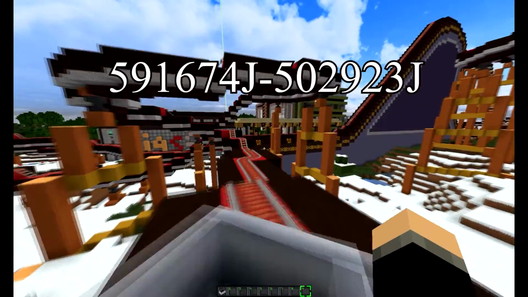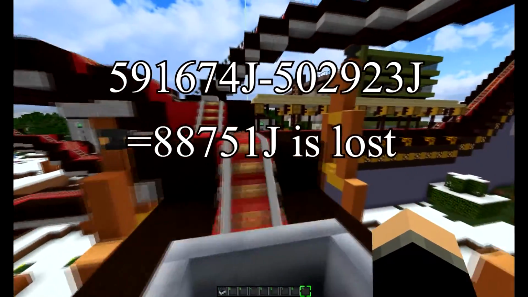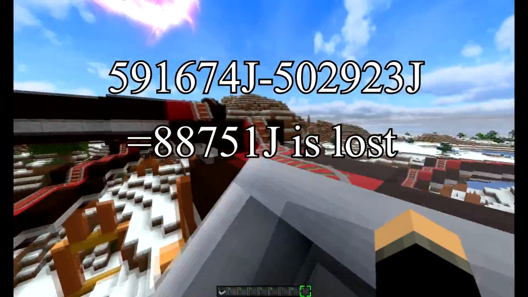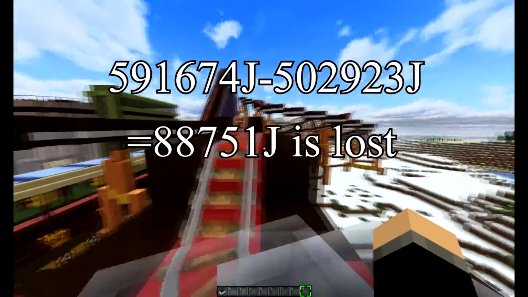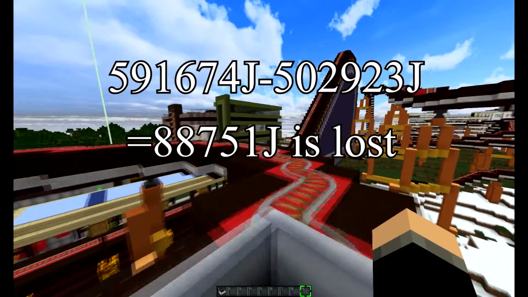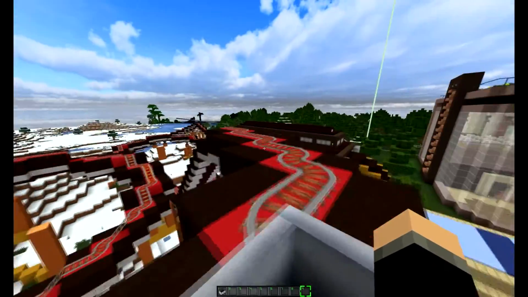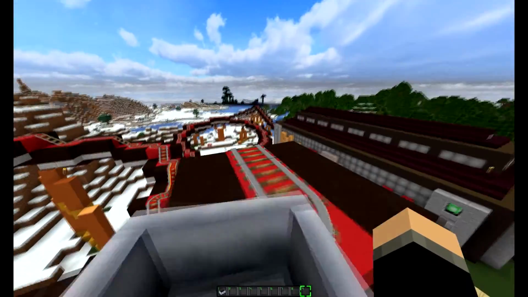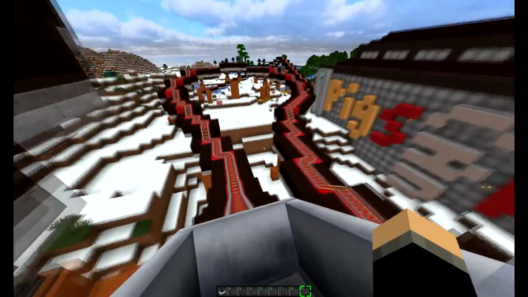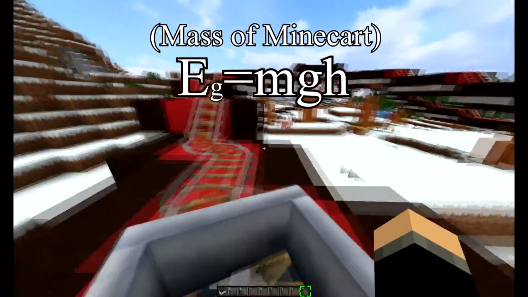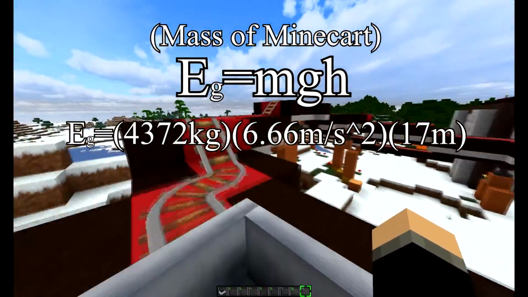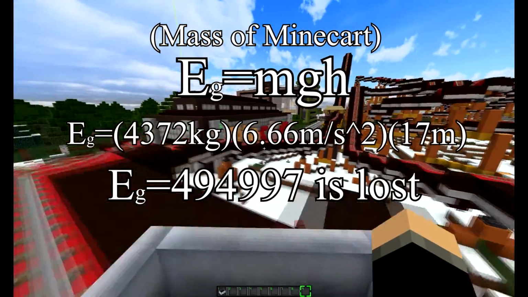During the minecart ride, 88,751 joules of energy is lost, and in the real world, this energy will be lost through friction, otherwise known as heat, and sound. Since there is no temperature in Minecraft, we can conclude that the energy is lost only through sound. And as the minecart gets destroyed, all the mass and energy that was part of the minecart will also be lost.